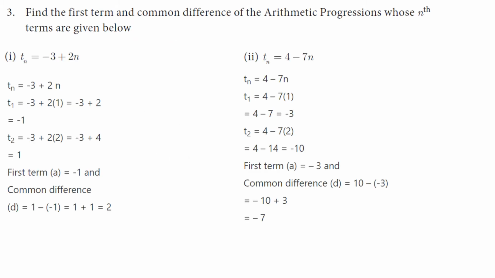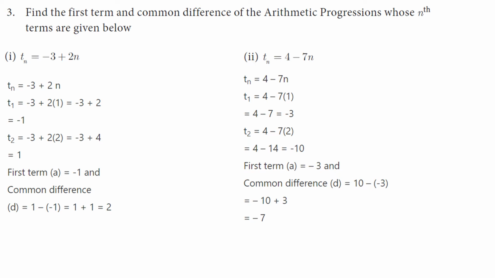Find the first term and common difference of the arithmetic progression whose nth terms are given below. So the nth term Tn equals minus 3 plus 2n. If we substitute n equal to 1, T1 equals minus 3 plus 2 into 1, that is minus 3 plus 2, which is minus 1.